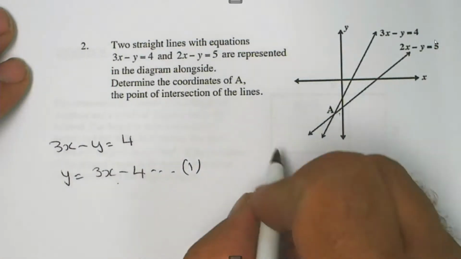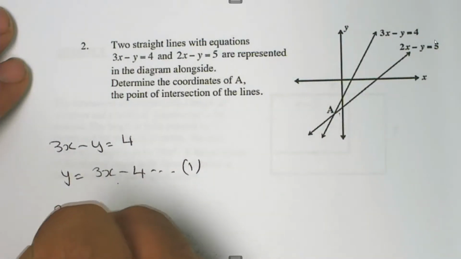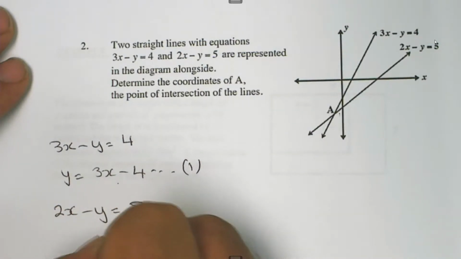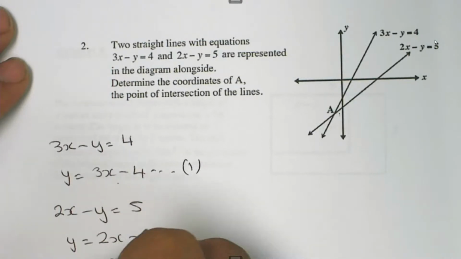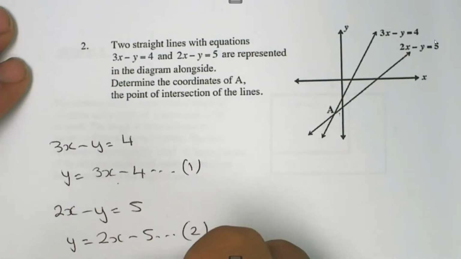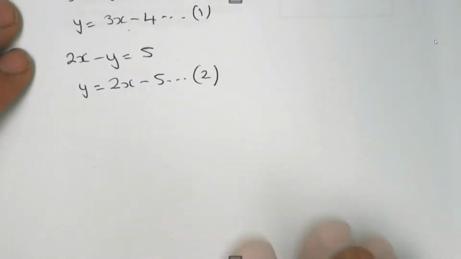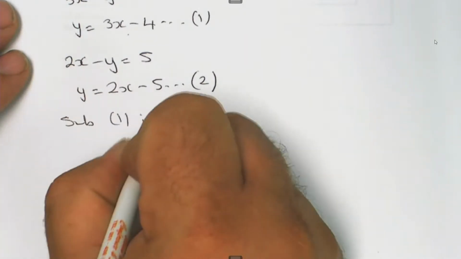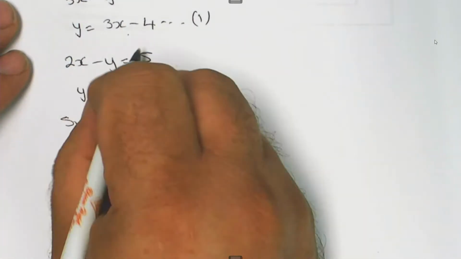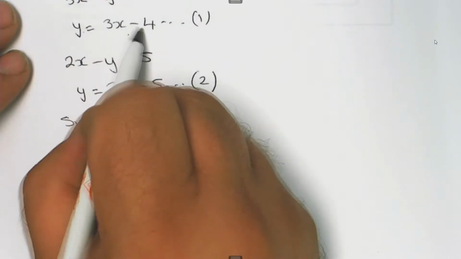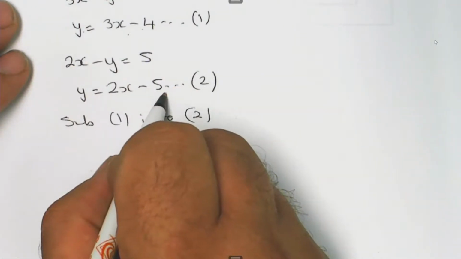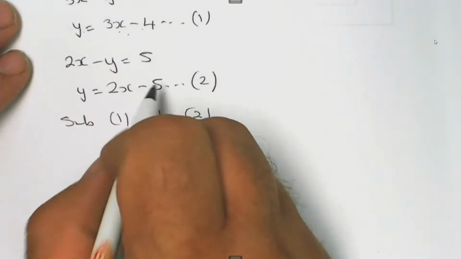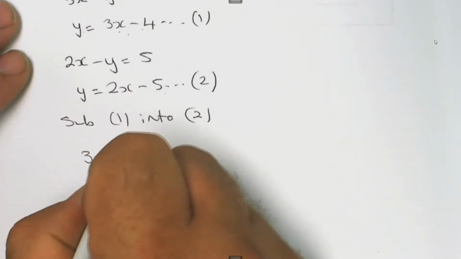The other equation is 2x minus y is equal to 5. Take the y across, y is equal to, take the 5 across, 2x minus 5, equation 2. So to solve simultaneously, I'm going to substitute 1 into 2. So if y is equal to 3x minus 4 and y is equal to 2x minus 5, then 3x minus 4 is equal to 2x minus 5, and I can solve.